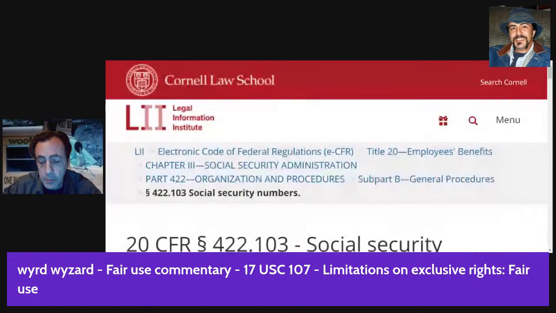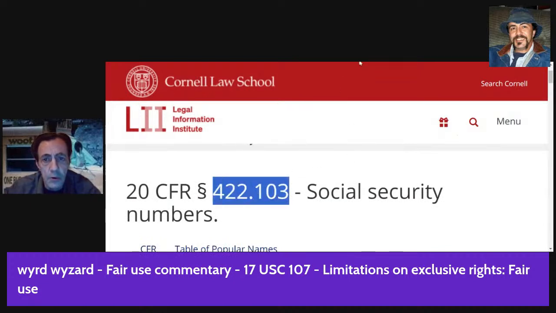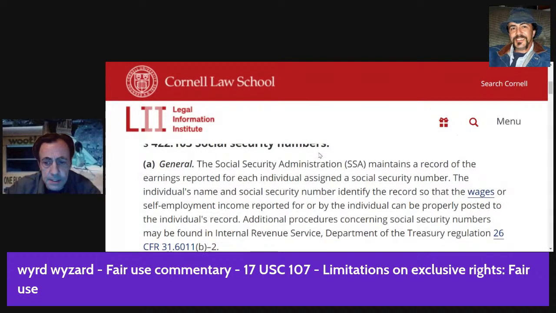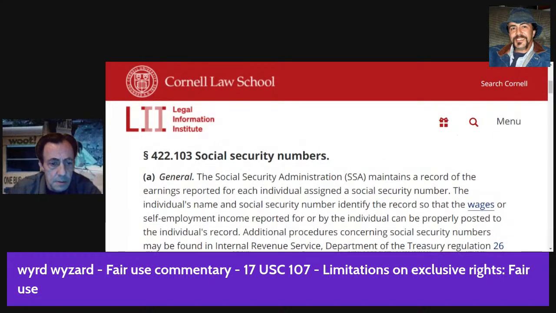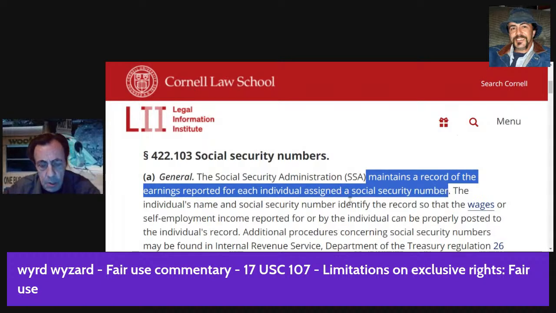And so first what I'm going to pull is 20 CFR, and I stated it last night as 402.103. And in fact, I did make a comment in the comments of that video last night that I corrected it. It is, in fact, 20 CFR, as we see here, 422.103. And in that, this is where we find, under Social Security numbers, General: the Social Security Administration maintains a record of the earnings reported for each individual assigned a Social Security number.